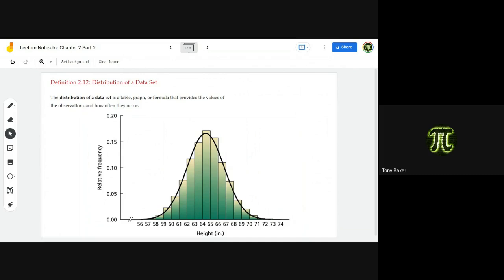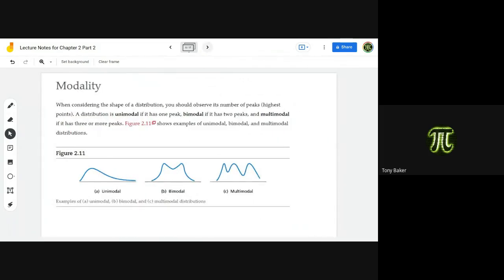So this is the bell curve. This is the normal distribution. Modality.